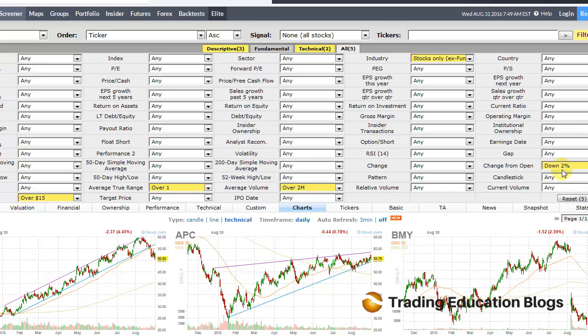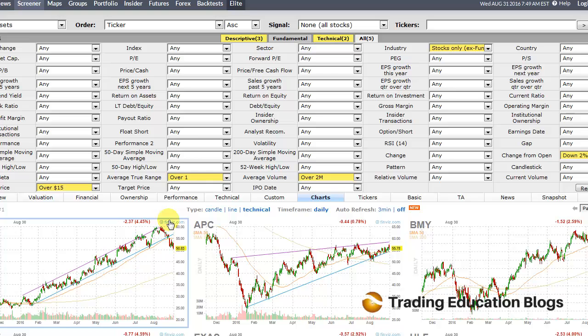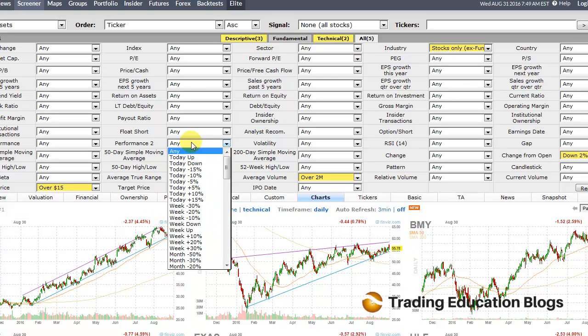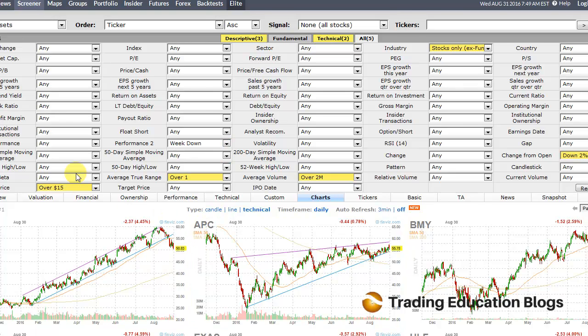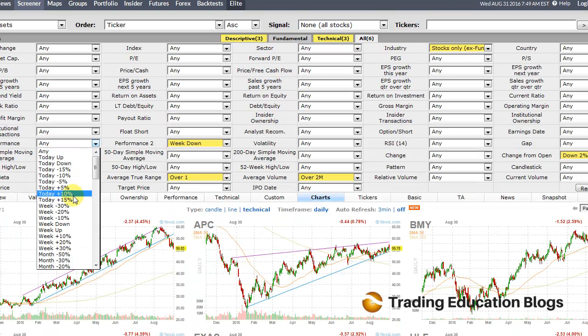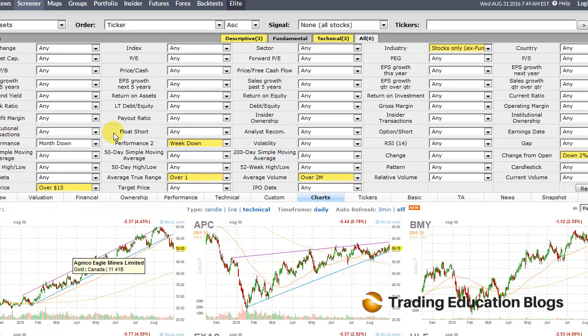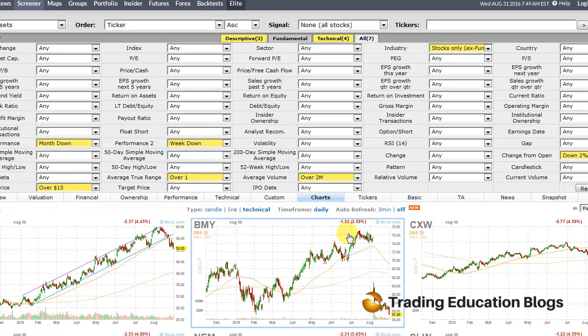So you can see there down 2%, and that pulled up 12 stocks. So what we could do is sort that down even more. Again, if you want to, down for the week and down for the month. Let me move that one over. And you went from 12 to 8. So you get an idea. Let me actually just pull that one over here again.